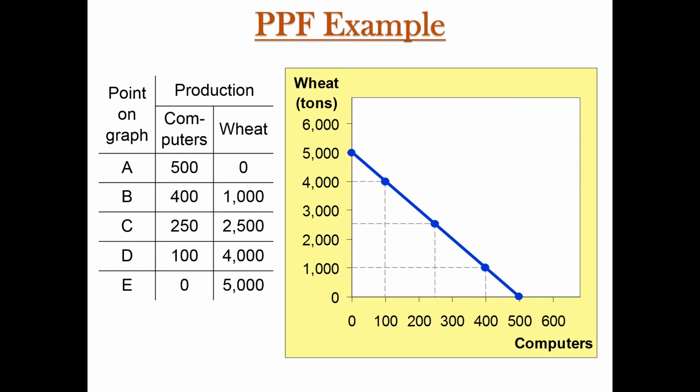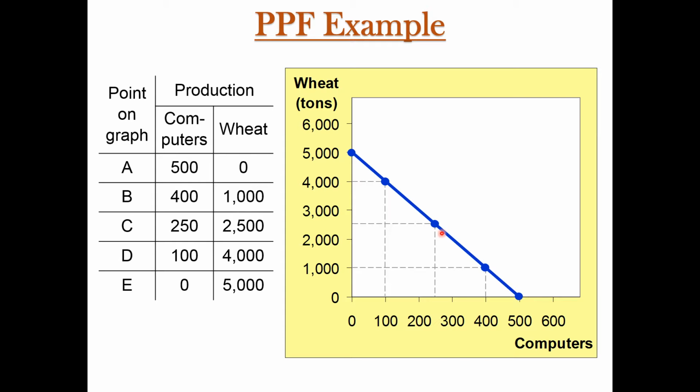Now remember, what does this line mean? Remember how we constructed it. We said that these points represent us using all of our available resources, 50,000 labor hours in production. Which means if we use all of our resources, we will be somewhere on this line. Now, no point is better than any other point on this line.